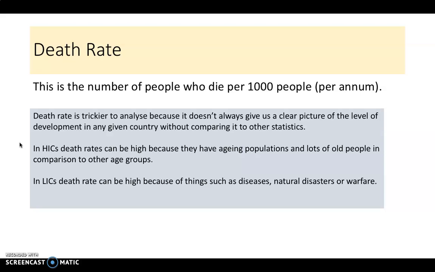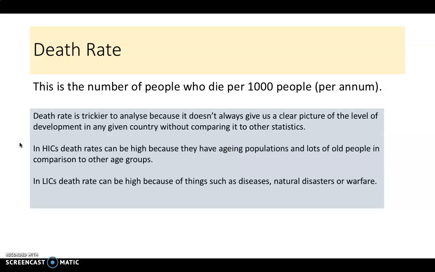So a high death rate can mean very different things within a HIC than within a LIC. So, for example, in a HIC, you quite often get quite high death rates because populations are getting older, they're aging, and in comparison to other age groups, that's quite a high percentage of the population, and so that means you're going to see a big increase in death rate.